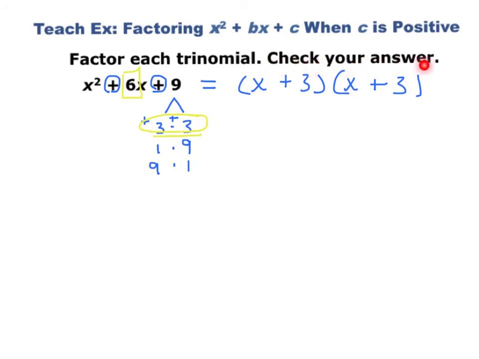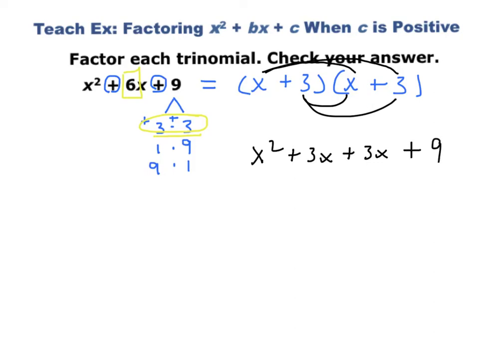I said check your answers, which means what I want you to do is you're going to distribute. So I have x times x gives you an x squared. X times 3 gives you plus a 3x. 3 plus x gives you plus a 3x. And 3 times 3 gives you plus a 9. Now, I'm going to add like terms. These are my like terms. So I will get x squared plus a 6x plus a 9.